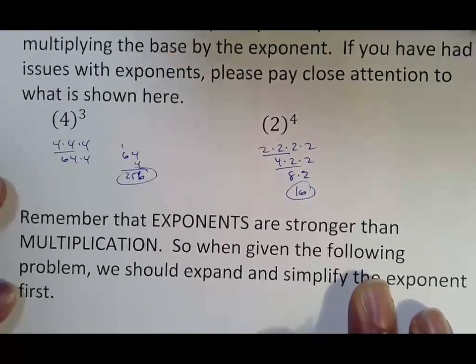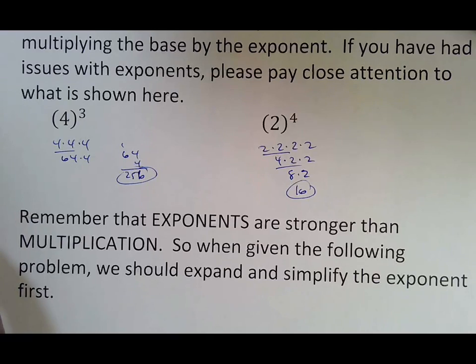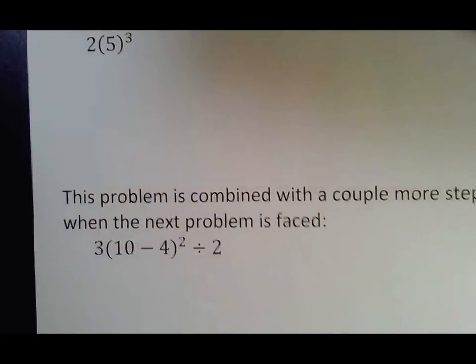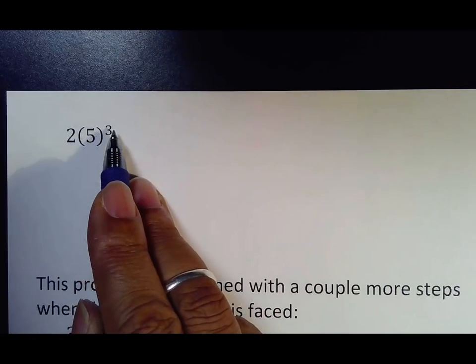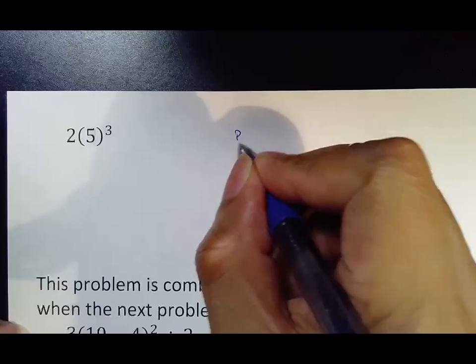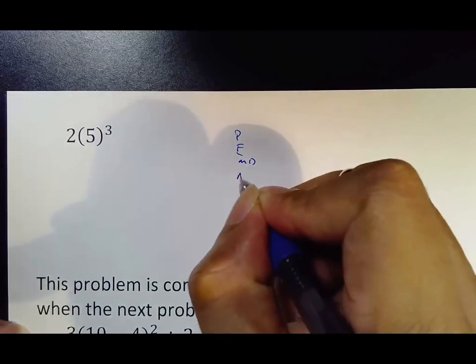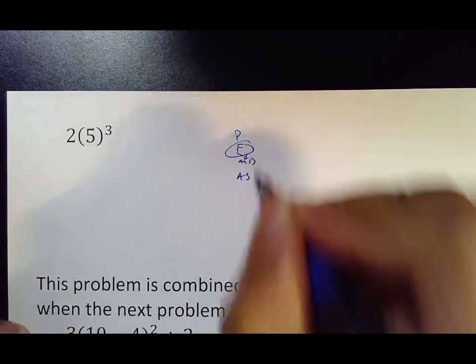And so remember that exponents are stronger than multiplication and division and everything else except for parentheses. So when given a problem, you should make sure you do the exponent first, because in terms of order, exponents are stronger. So you have multiplication here, you have an exponent there, and remember in the PEMDAS that is above multiplication division.